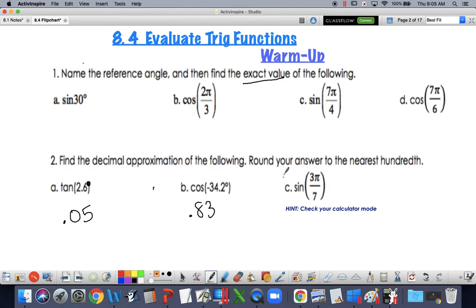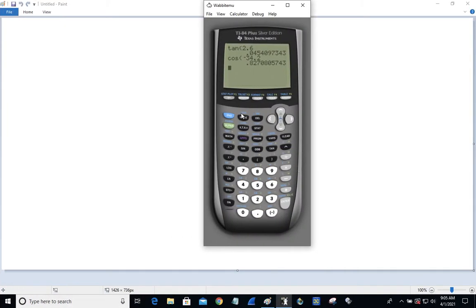And then our last one, this one is in radians, okay? So I'm going to need to go back to my calculator and change it to radians before I go ahead and type this in. So I go to Mode, come down, highlight radian, clear out of this, and I type in sine. Now here's where we're going to actually use that pi symbol.